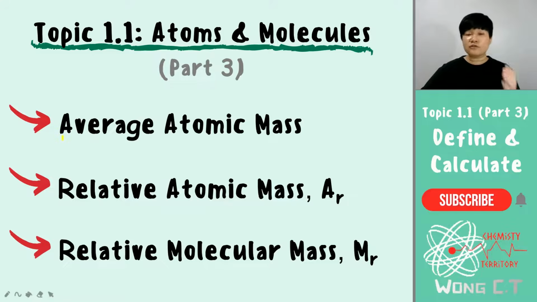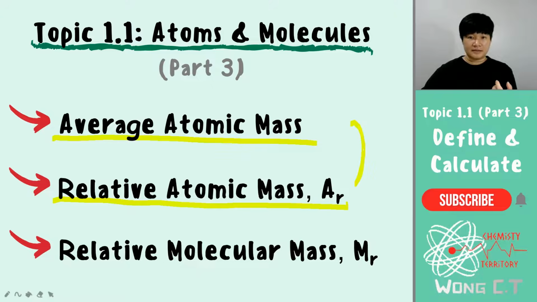So in this video, we talk about 3 things. The average atomic mass: we learn about the formula and how to calculate it. The relative atomic mass, the difference and the similarity between them. Last but not least, the relative molecular mass.